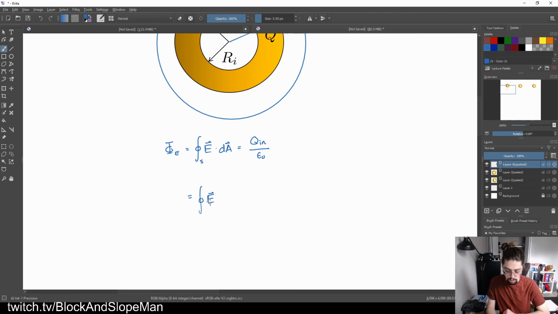Whoops, not vector. I don't need the vectors anymore. So that right there is E points radially away. Always parallel. I'll just do the parallel symbol. Always that E is parallel to dA. So our dot product goes away.